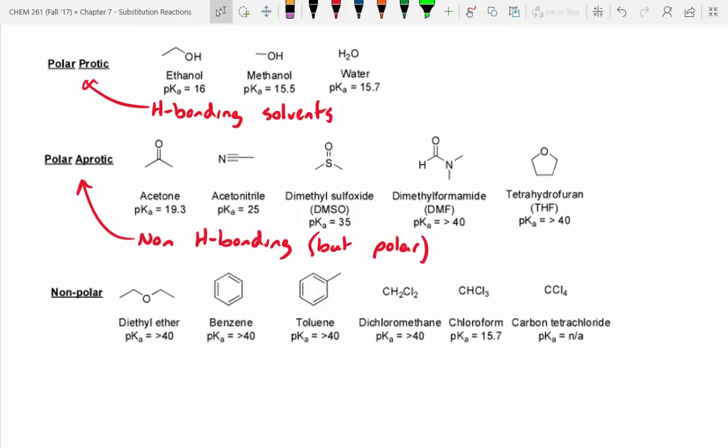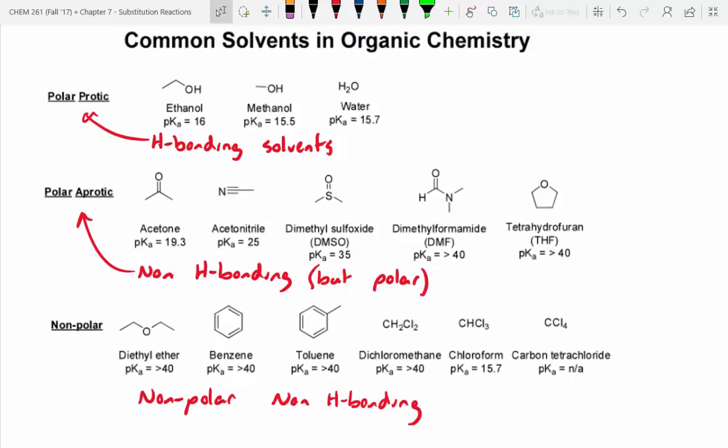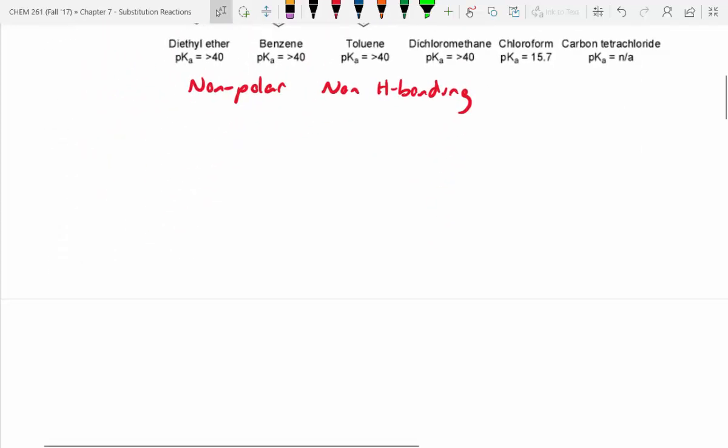And then down here we just have non-polar, non-H bonding. Typically, when we're doing these reactions, we want to use a polar solvent, and we'll talk about why in a second. So we're going to be using one of the solvents from these first two rows up here. Okay, so let's take a look at the solvents.